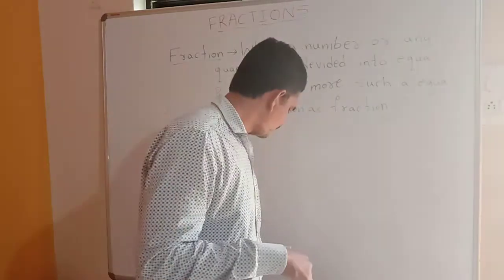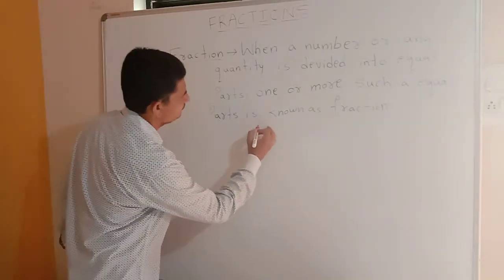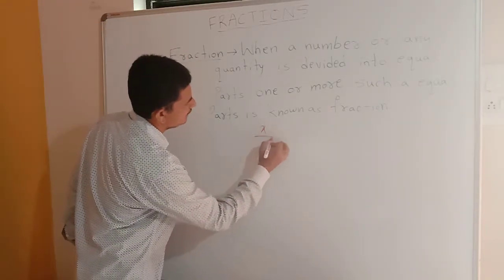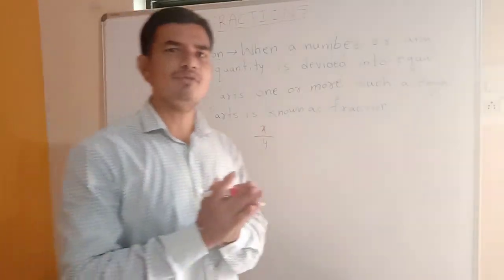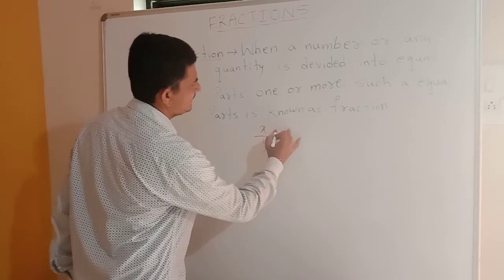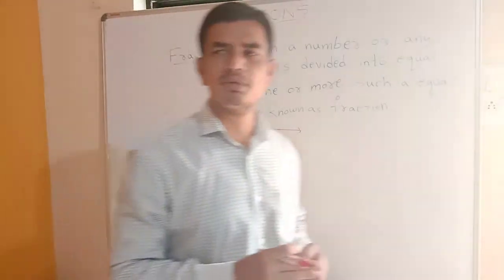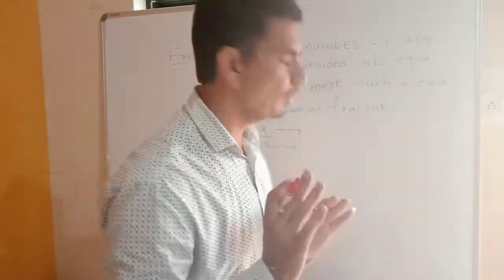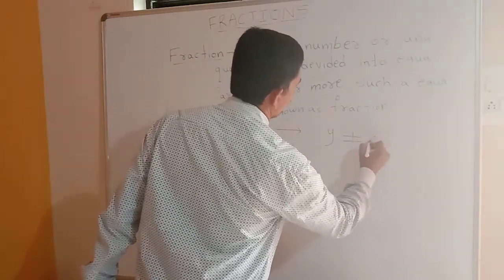We have to write the fraction in the form of x by y. Always the fraction is in the form of x by y. Here x is a number and y is also a number. And one more thing we have to remember: y is not equal to 0.